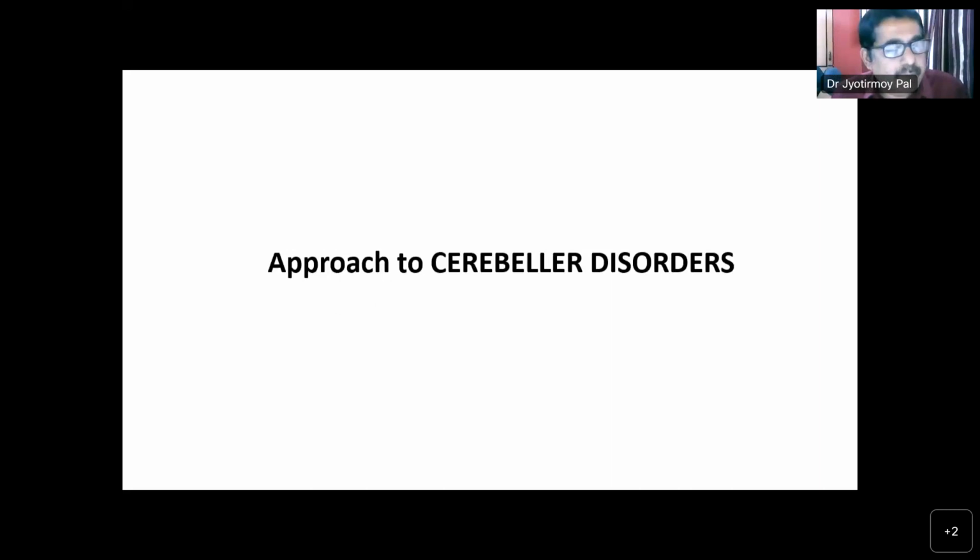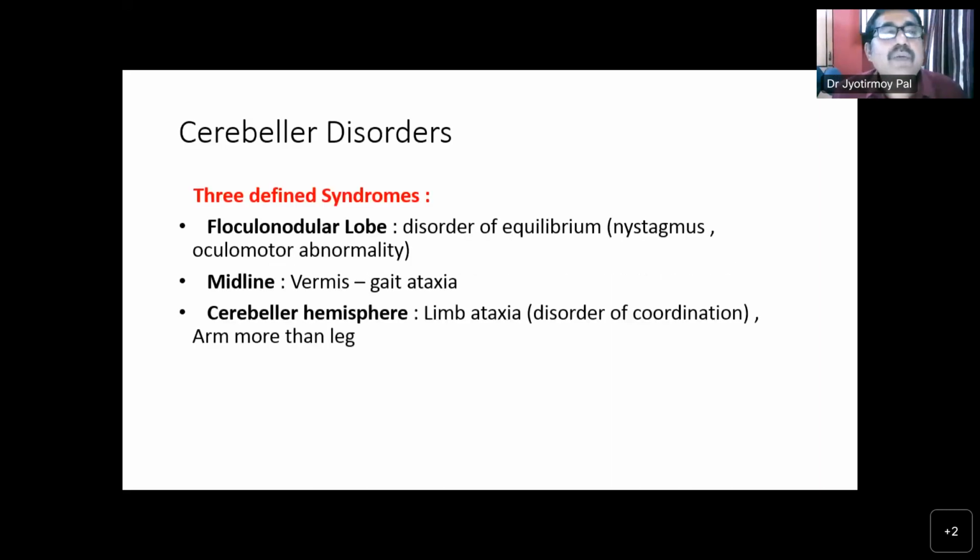Now we are coming very briefly, in 10 minutes, to the approach to cerebellar disorders. Cerebellar disorders are basically divided into three defined categories. One is the disorder of equilibrium due to disease of the flocculonodular lobe. Here we will get different types of nystagmus. To recapitulate again: gaze-evoked nystagmus, then rebound nystagmus, then periodic alternating nystagmus, then macrosquare wave jerks, ocular flutter, and ocular opsoclonus. These are the nystagmus and oculomotor abnormalities we get as a disorder of equilibrium.